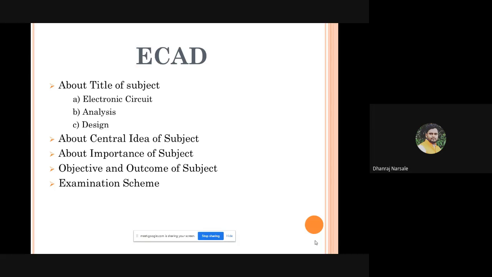Okay, in feedback amplifier, we have to see the negative feedback amplifier prototypes, that is voltage series negative feedback amplifier and voltage shunt, then current series, current shunt, different topologies of feedback amplifier.